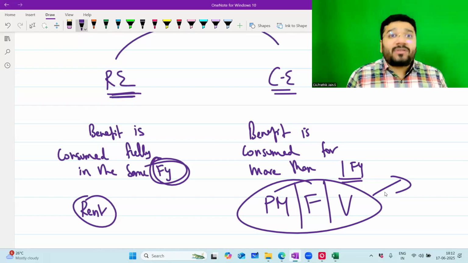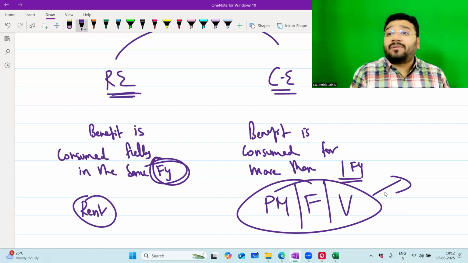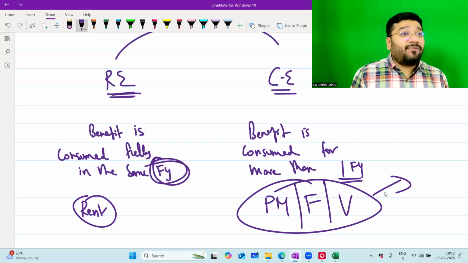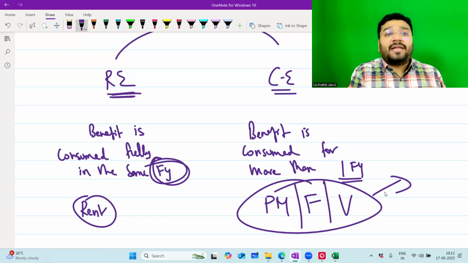Like that, no businessman was able to convince the government or ICAI. Even they had to accept that yes, I'm using this asset for more than 10 years. So I will now record the expenses for a period of 10 years.